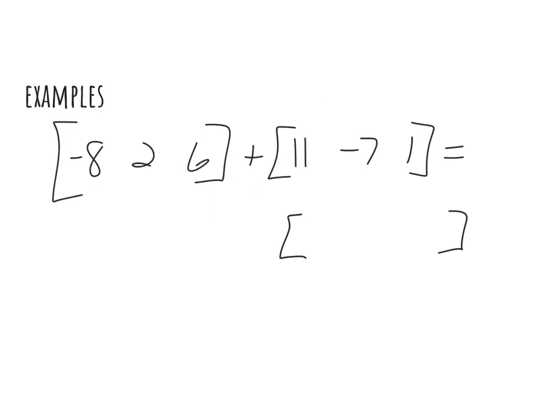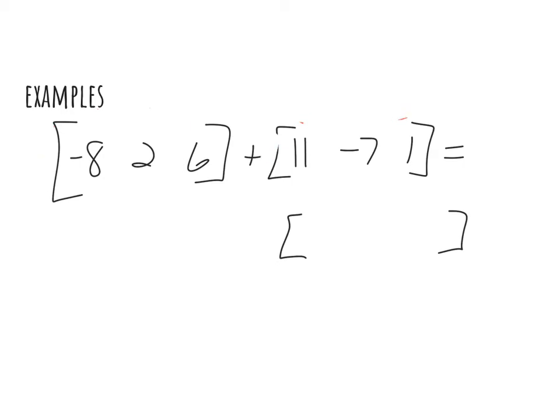So now I have another one here. Again, I need to check to see if I can add them together. I've got 1 row in both, 3 columns in both, so I can add them together. And the answer is going to have the same dimensions as both of them. So it's going to be a 1 by 3 answer.